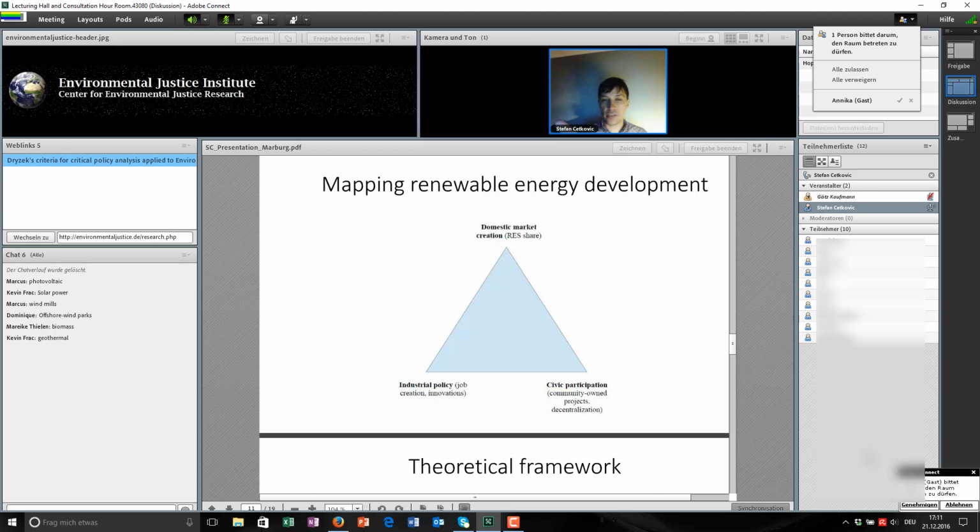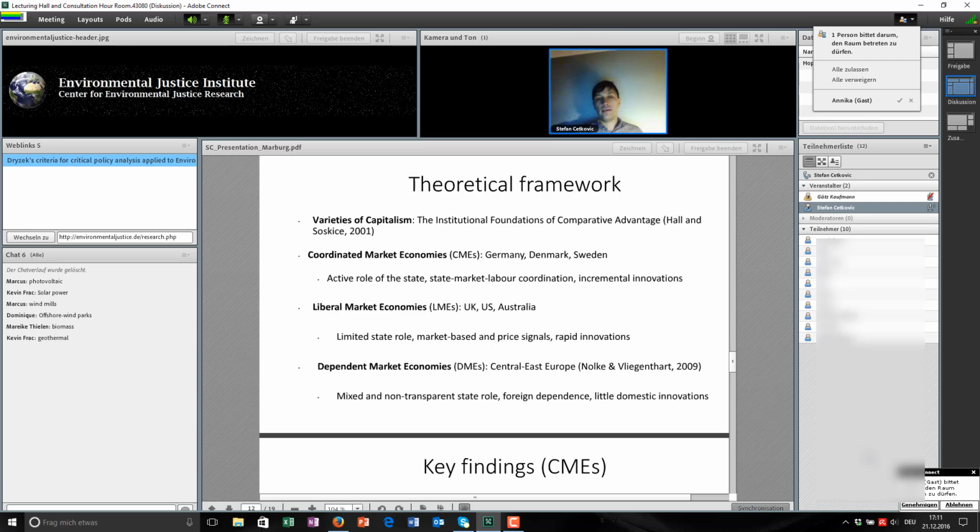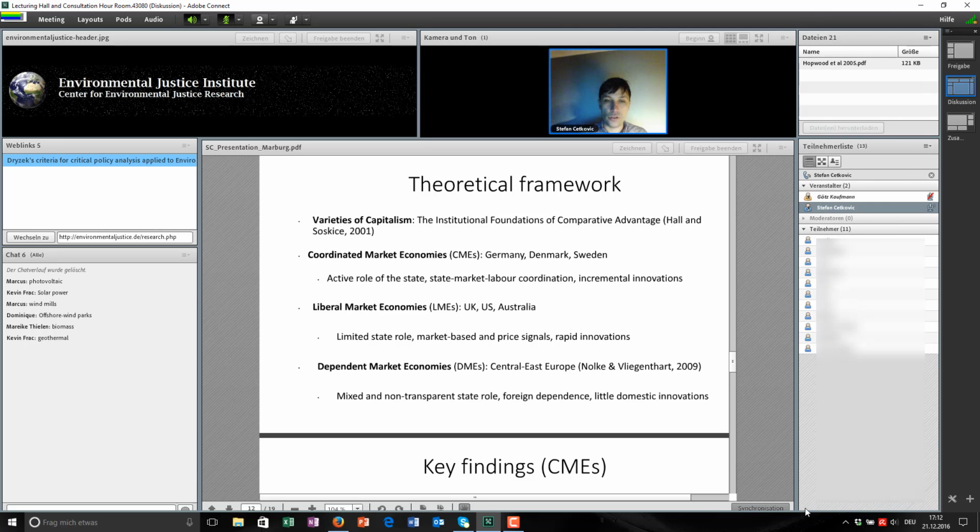And so this was our framework to analyze renewable energy development. Then we had to have another framework which would help us explain or conceptualize different political economic institutions, and to this aim we employ a very interesting and very popular concept, the concept of varieties of capitalism.